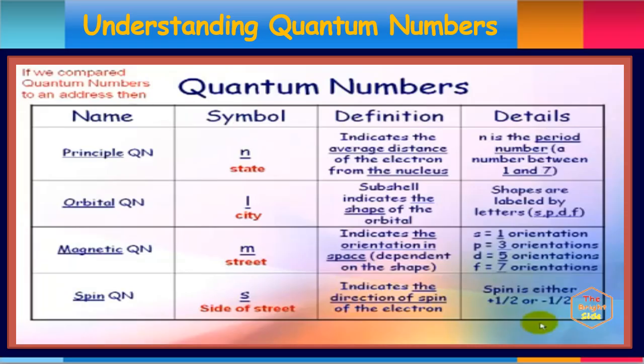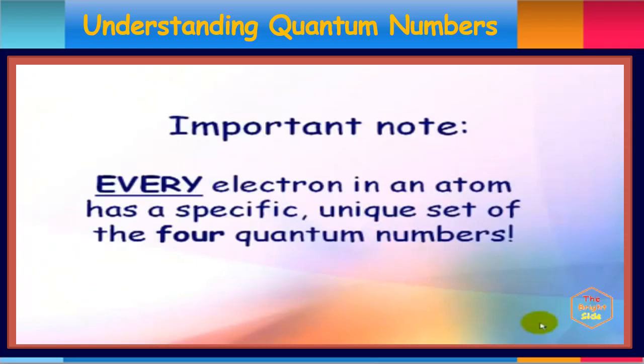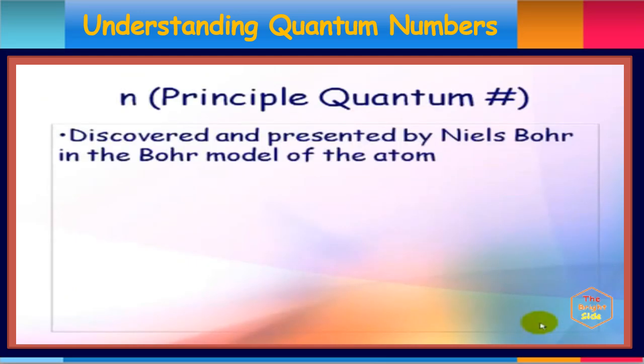And that's very important to understand about electrons. Electrons all have different addresses. And what that means is that each electron will have its own unique set of the 4 quantum numbers. No 2 electrons in an atom will have the same 4 quantum numbers. So it's very important to note that every electron in an atom has a specific unique set of 4 quantum numbers. Let's look at each one in a little bit more detail.